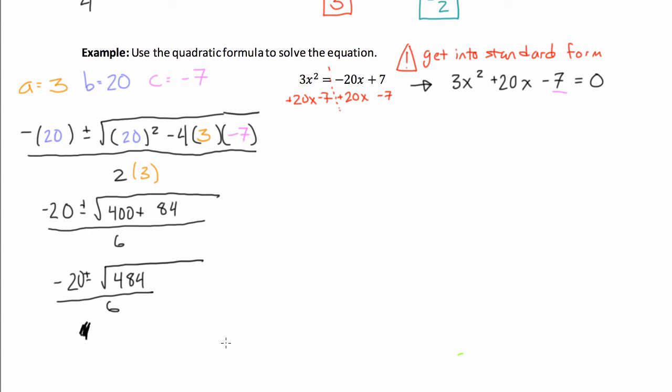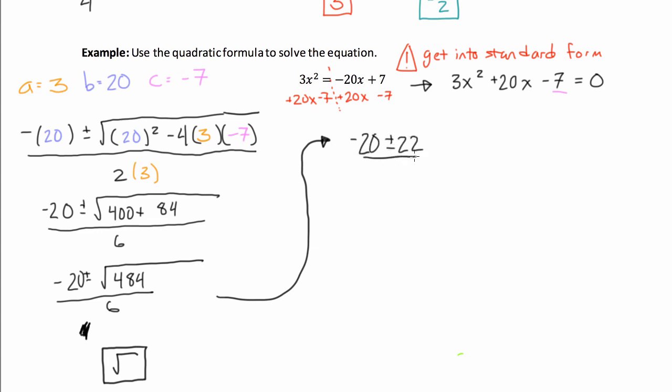Now 484, I don't know the square root of that off the top of my head. So I can just look in my calculator and say radical. You should have a button that looks like this. That's the radical button. And then when you push that, that's going to help you find this square root. So I hit the radical symbol, 484, hit enter, and that gives me 22. So that means this thing is equivalent to negative 20 plus or minus 22 over 6.